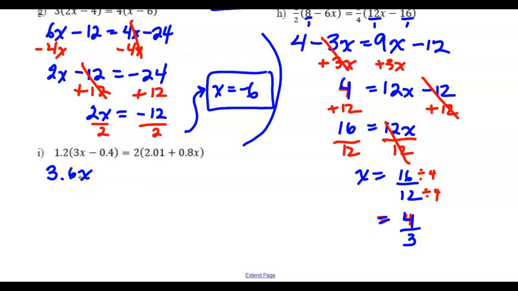And multiplying 1.2 times 0.4. Well, 12 times 4 is 48, but we've got decimals in there. So that's going to be minus 0.48 because there are 2 decimal digits. But you can use your calculator if you like. And then 2.2 times 2.01. Well, 2 times 2 is 4. And 2 times 0.01 is 0.02. Plus, well, 2 times 8 is 16, with 1 decimal place is 1.6.